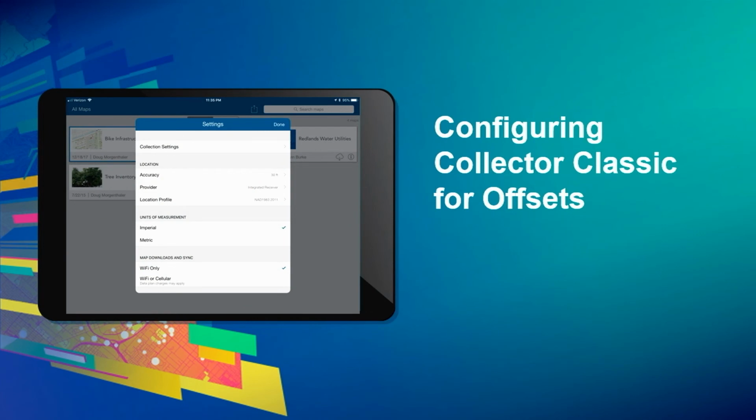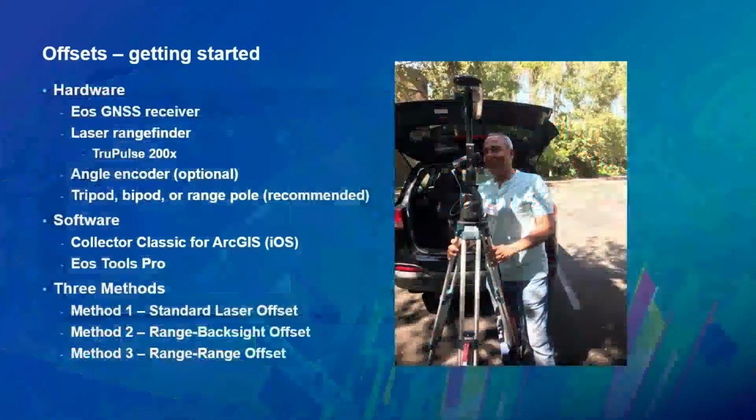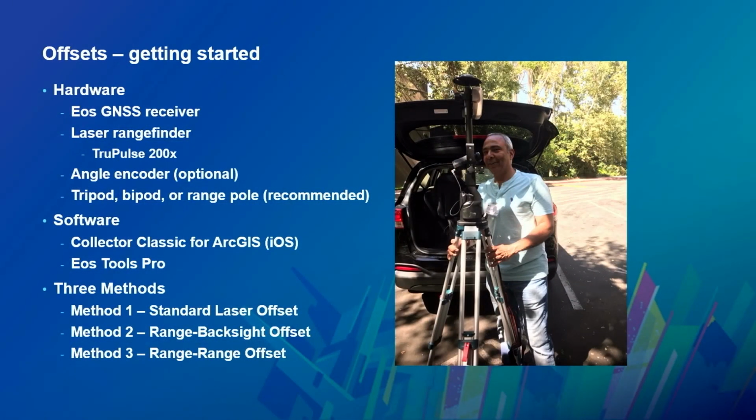Okay, now we're going to switch gears a bit and discuss configuring Collector Classic for offsets. This functionality is currently supported on iOS, and only in Collector Classic. We haven't yet ported it over to the new app I was demoing, so we're going to go back to the old app to show you this. It's supported with EOS GNSS receivers, so you would need that type of receiver to support this workflow, because this is mostly done in their app. But I want to show you that it's an ability Collector currently supports with this receiver.